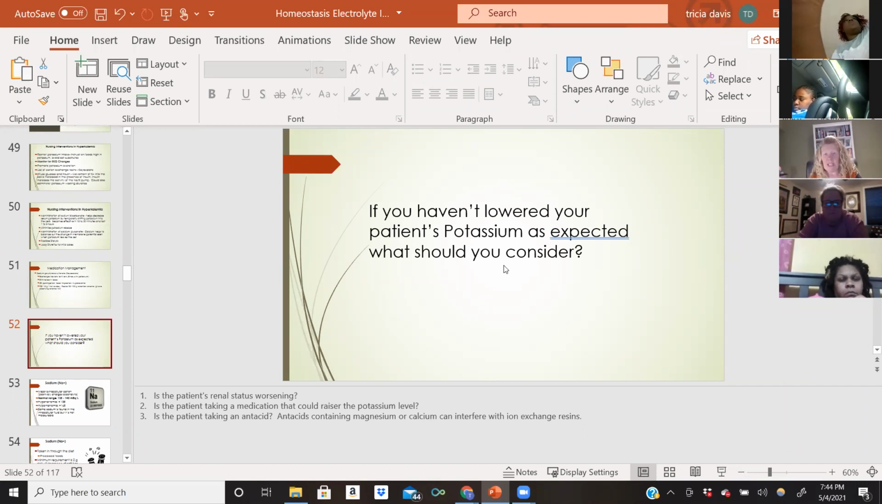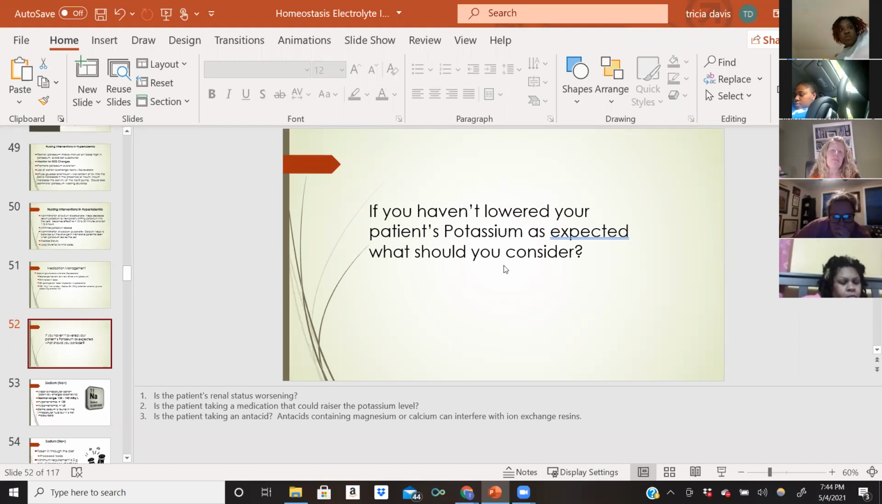We want to think about their renal functioning. Is their renal status worsening? Is their creatinine rising? Their BUN going up? Their kidneys are not working properly? Is the patient taking a medication that could be raising that potassium level? So then we need to go in and look at all the medications that the patient's taking.